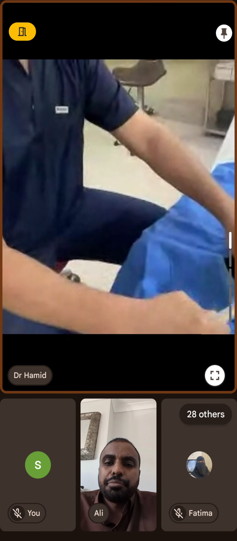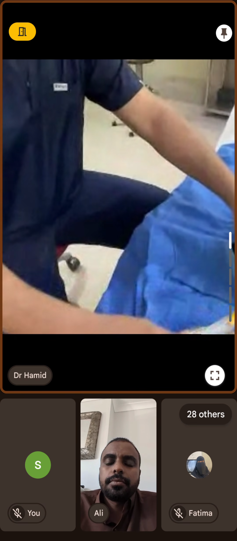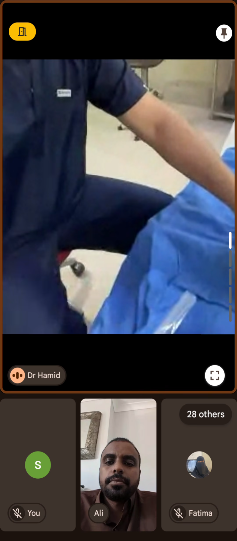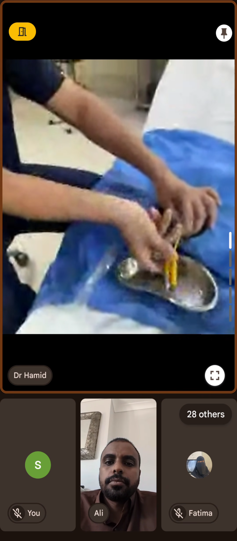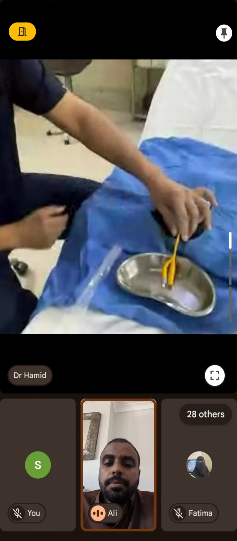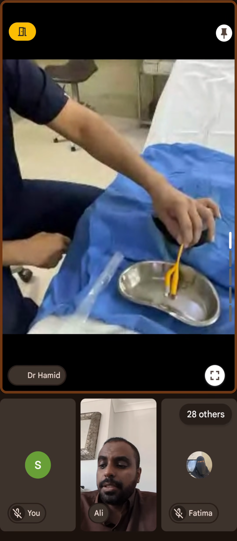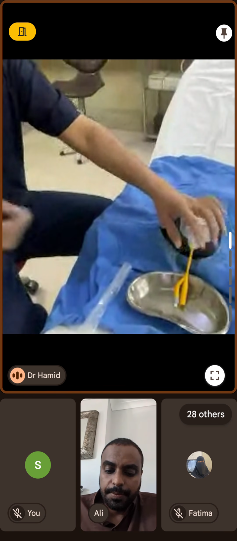Okay. So once I put it, I will be just checking whether the urine is able to flow from this. If it is flowing, yeah, so the urine is coming out. So what are you going to do next? So it's coming, so it will be fine.